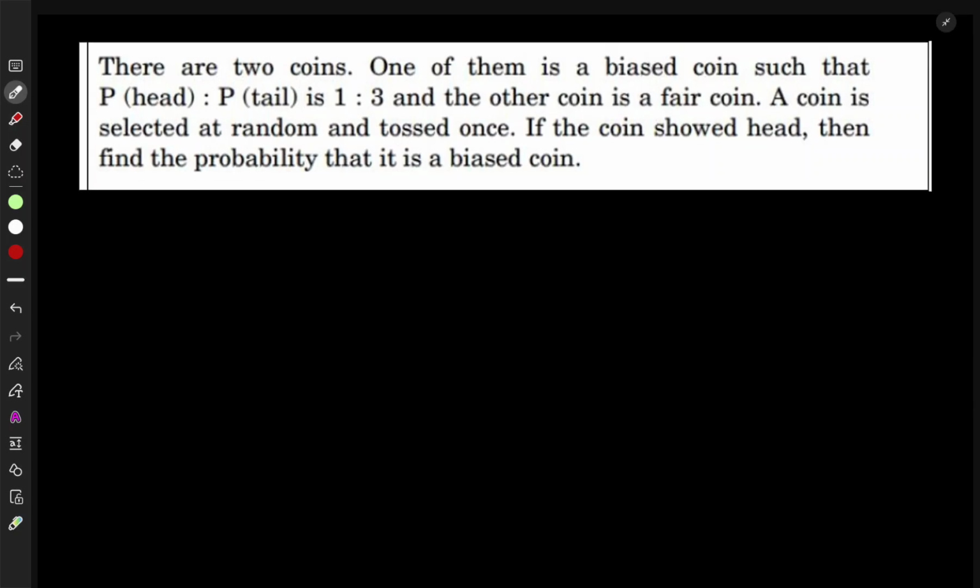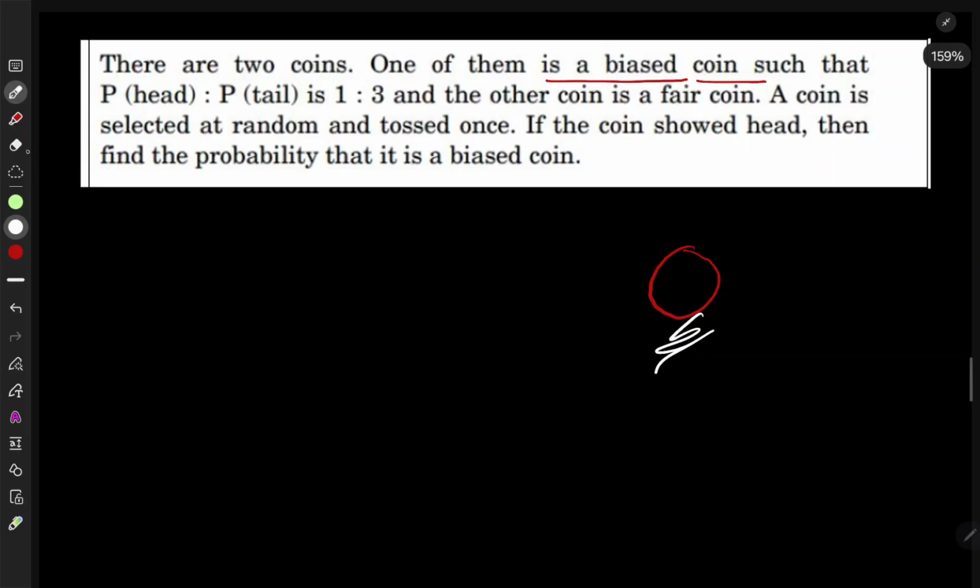The next question, this is also a very good question. First of all, one term is used here: a biased coin. What does biased coin mean? Bias means something not accurate, correct or not? When we say that you are biased, correct? So biased coin means what? It is not a fair coin.